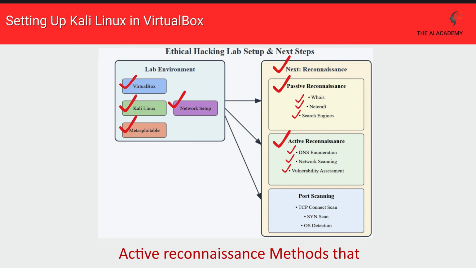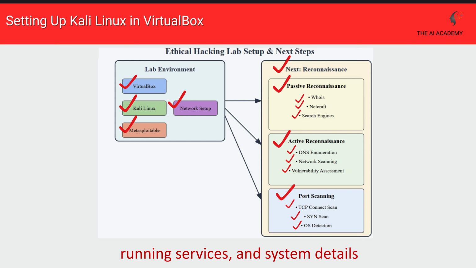Active reconnaissance. Methods that involve direct communication with the target, like DNS enumeration and network scanning. Tools such as Nmap, Nessus, and Metasploit for advanced analysis. Port scanning. Using Nmap to discover open ports, running services, and system details. Techniques like TCP Connect Scan, SYN Scan, and Stealth Scan to identify vulnerabilities. Advanced Nmap features. How to detect service versions, operating systems, and more using TCP/IP fingerprinting. Best practices and countermeasures to protect against reconnaissance.